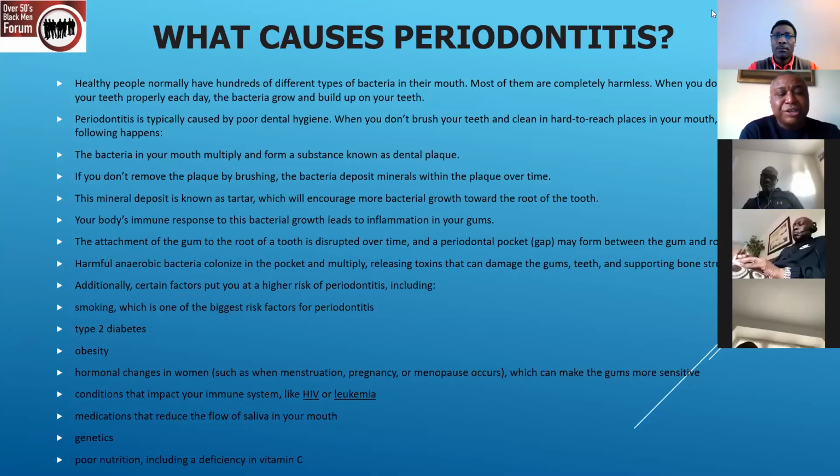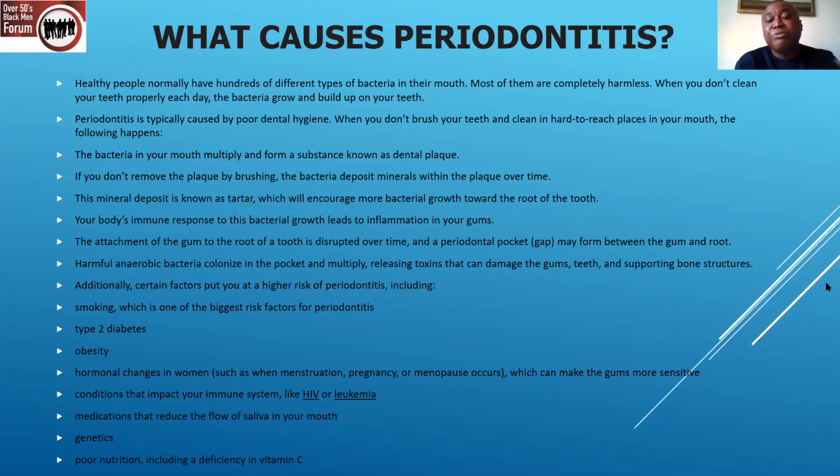So there are hormonal changes, obesity, conditions like HIV, leukemia, poor nutrition, poor health. If for any reason we're on medication that reduces the saliva in our mouth, there's also some medication that we eat and take that can actually cause this. Next slide, please.